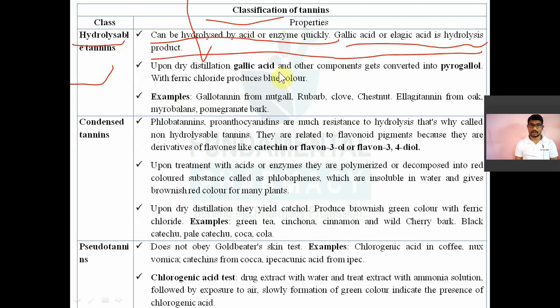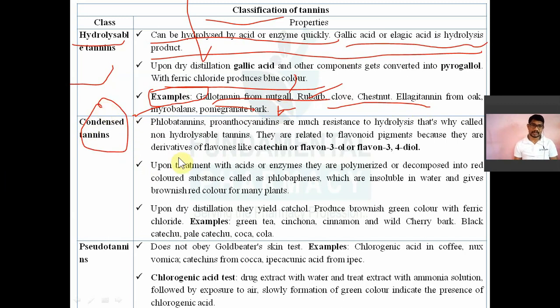Pyrogallol with ferric chloride gives blue color. Examples of hydrolyzable tannin: gallotannin, which is also present in rhubarb, clove, chestnut; ellagitannin from oak and myrobalan. Sometimes the color of pomegranate bark is due to the tannin. So these are the hydrolyzable tannins.